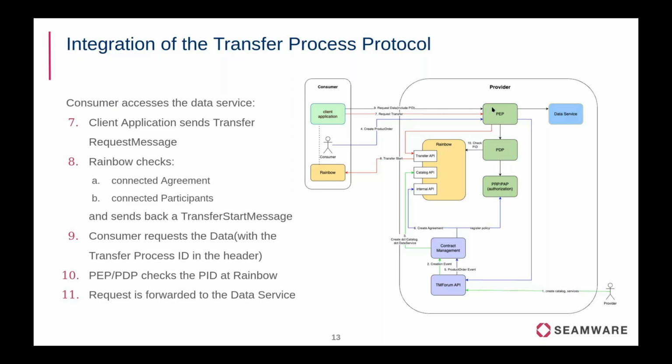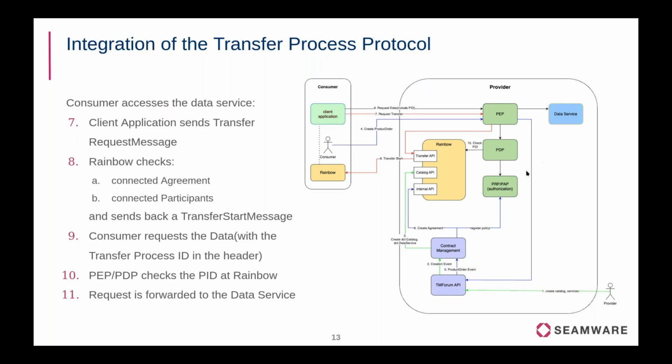The PEP will not only check the authorization of the consumer, but also the process ID in the header. For that, it will go to Rainbow and check that this PID is actually in state started. If it's in state started, the request is forwarded to the data service. If it's in a different state, let's say suspended for whatever reason, the request would be rejected.